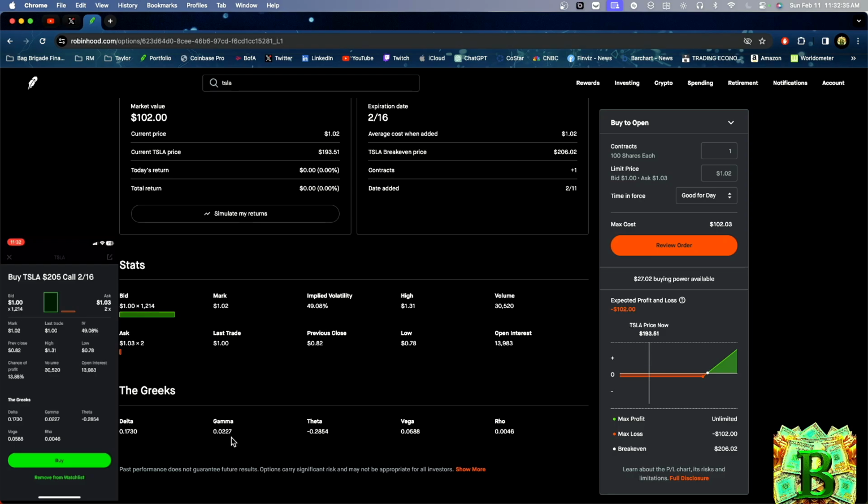Now, the Greeks are going to be the most confusing part for most people. I'm going to try my best to explain them to you. But anyways, when trading options, it's important to keep all of these into consideration.